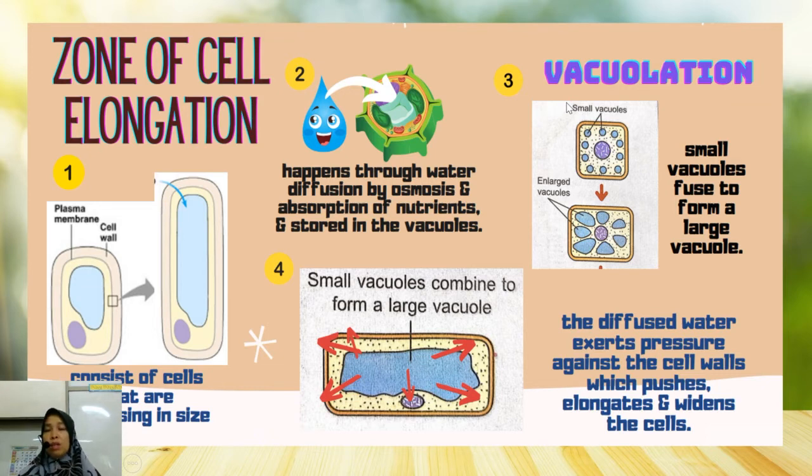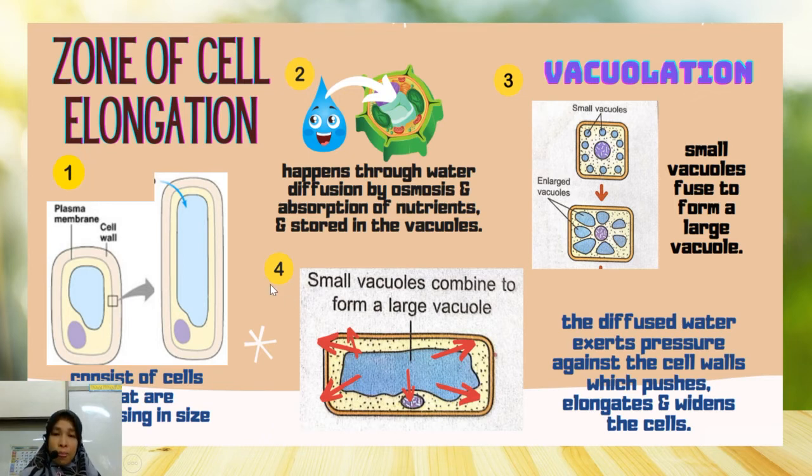So this process we call vacuolation. Okay, what does vacuolation mean? Small vacuoles will fuse to form a large vacuole. So how is a small vacuole produced? Because of the absorption of water just now. When the water is absorbed by osmosis and stored in the vacuole, that vacuole is a small vacuole. In the step of vacuolation, those small vacuoles will fuse to form a large vacuole. So that is number 3, vacuolation.